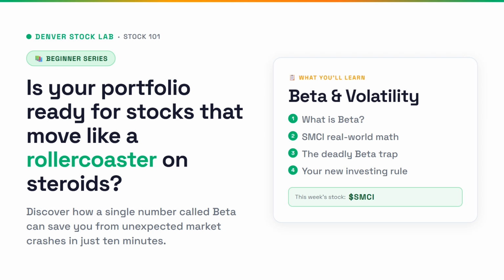First, we are going to define exactly what beta is using simple, everyday language. Second, we will look at a real-world, high-stakes example using a company called Supermicrocomputer, which trades under the ticker symbol SMCI, to see how this math plays out in the real market. Third, we will expose the deadly beta trap that wipes out thousands of beginner portfolios every single year. And finally, we will give you your new, golden investing rule so you can navigate high volatility with absolute confidence.